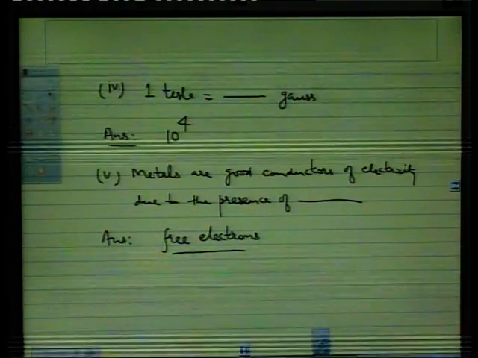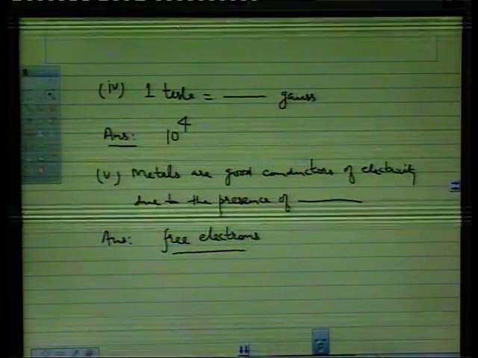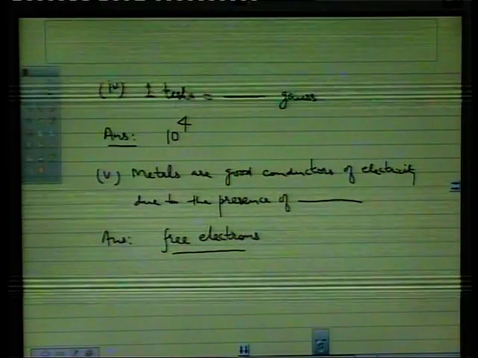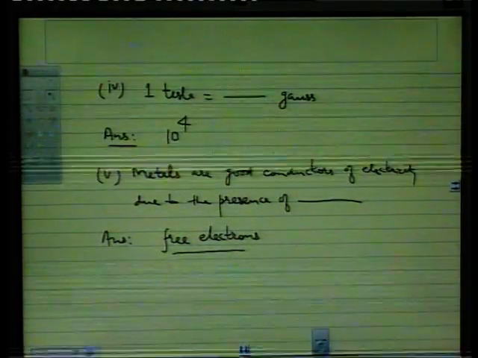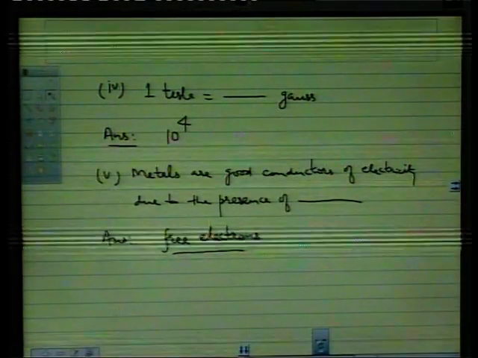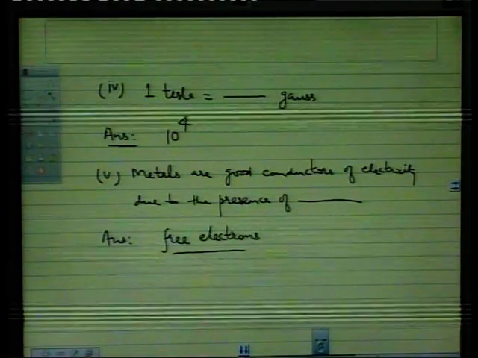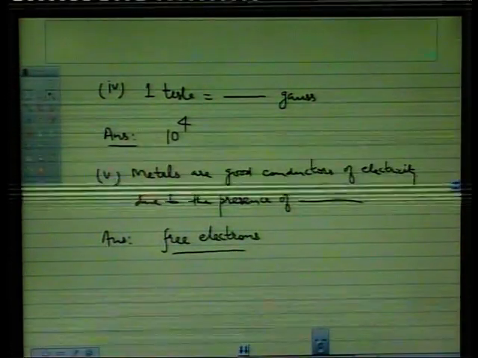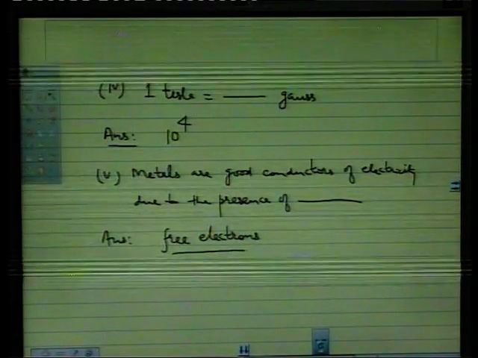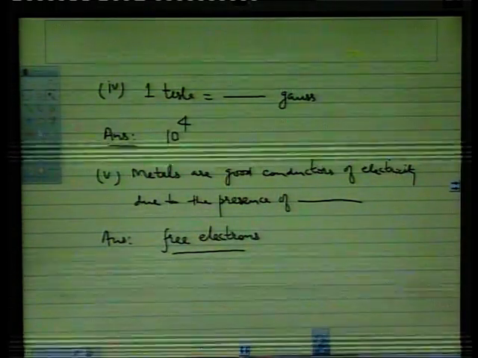The more free electrons there are, the higher the conductivity. Metals will be good conductors because they have a large number of free electrons. So this is the first, which is the fill in the blanks. The B part under this section A is true false.